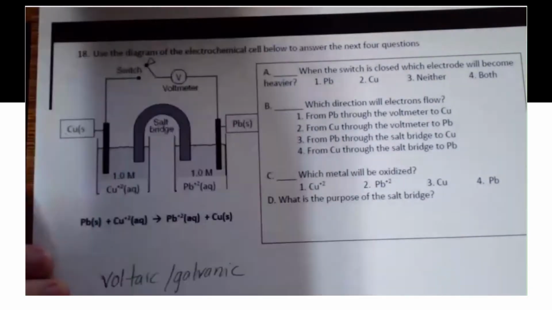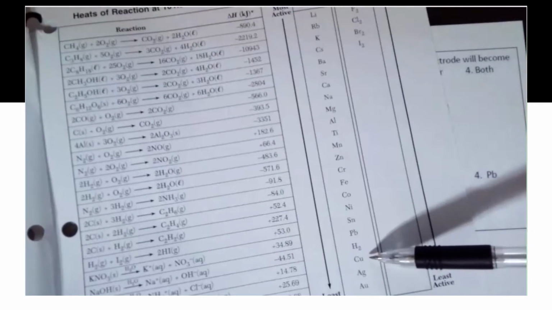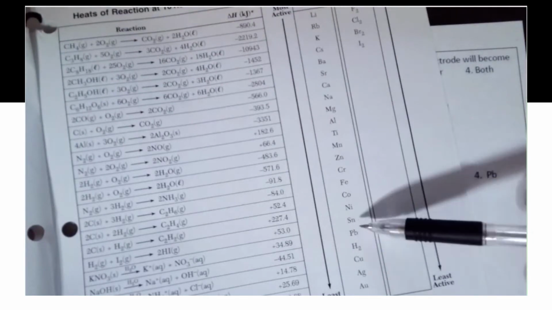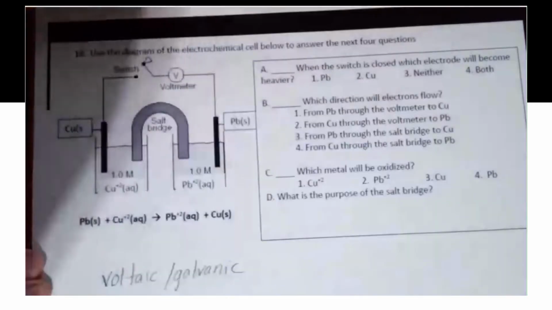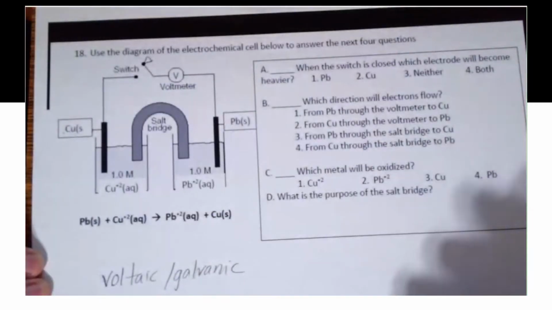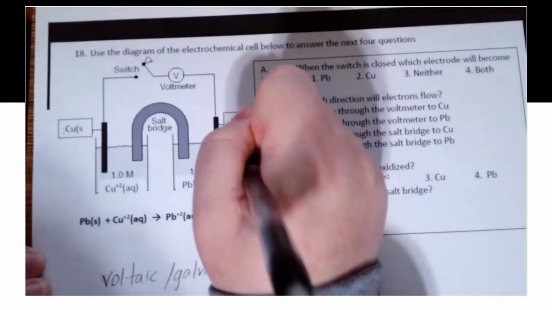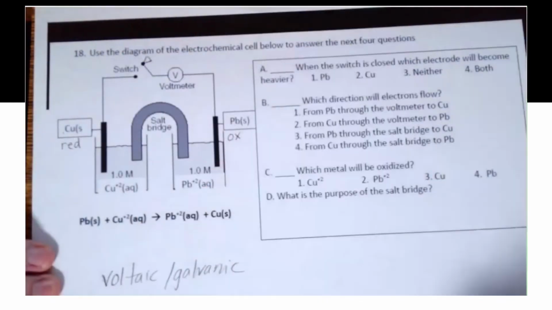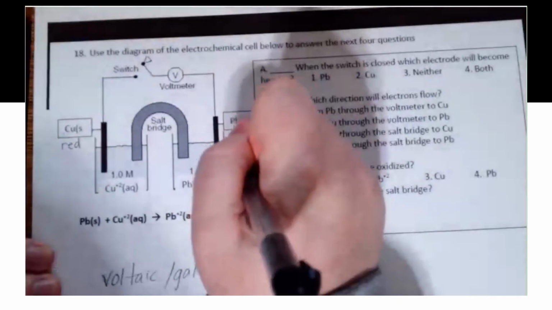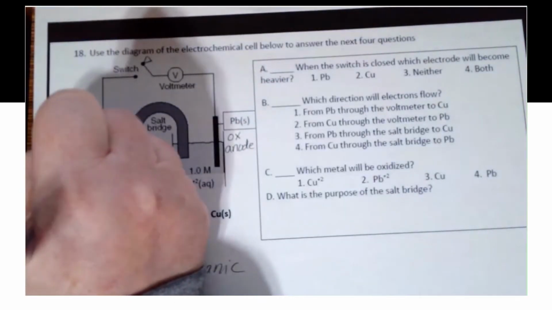All right, so let's look at table J and let's find copper down here. Where's lead? Okay, still at the bottom, but lead is higher. When we have a galvanic cell, the higher metal will be oxidized. So this one is oxidized, so this one is reduced. If it is oxidized, remember an ox. So this is the anode. So this is the cathode.